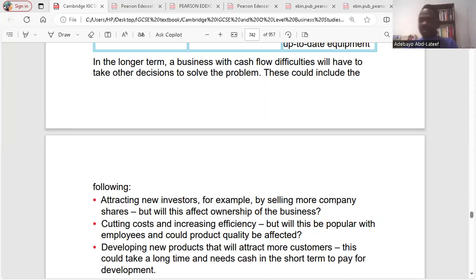In the short term, it's easy. You can take a loan, but you have to pay interest. You can delay creditors' payment, but you have to remember that creditors might not trust you again. You might insist on cash payment instead of credit.